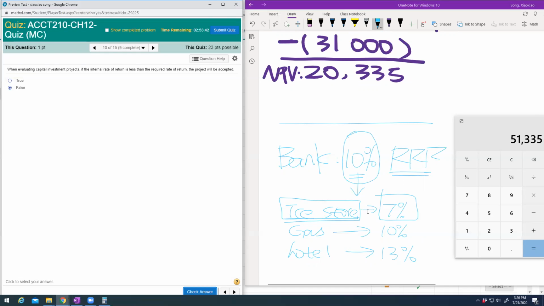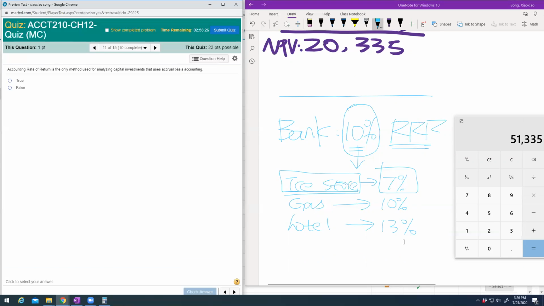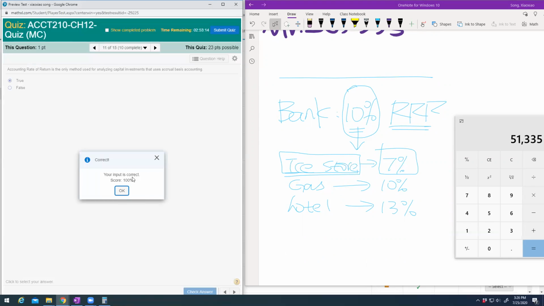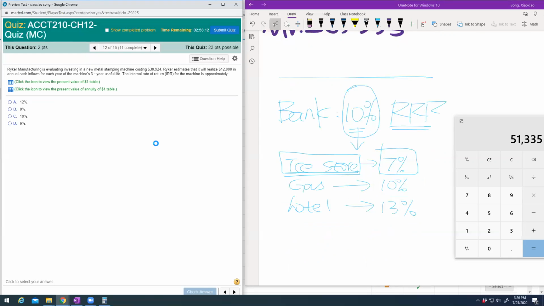So we have to compare our IRR with our RRR, and our criteria is our IRR has to be larger than RRR. That means you are making money at least the same. So if you borrow at 10%, you invest, and the internal rate of return for a project is also 10%, that means you break even right here, right? Break even. You don't lose money, you don't earn money. Next one, accounting rate of return is the only method used in capital investment that uses accrual. Yeah, that's the only one. All the others use the cash, but ARR uses accrual accounting.